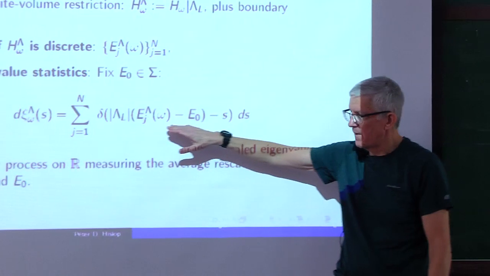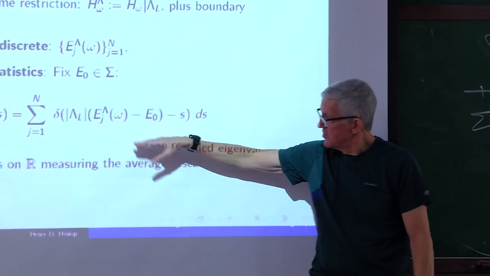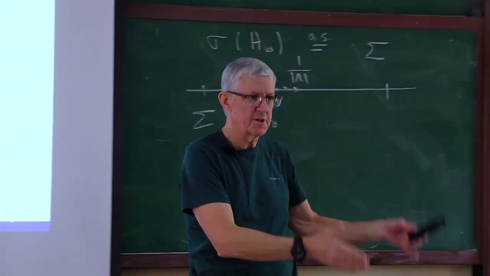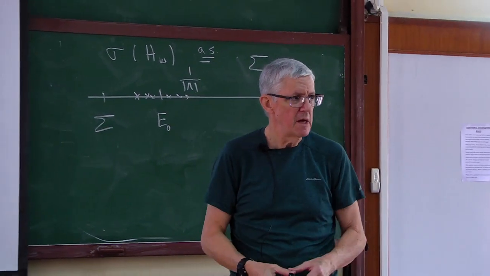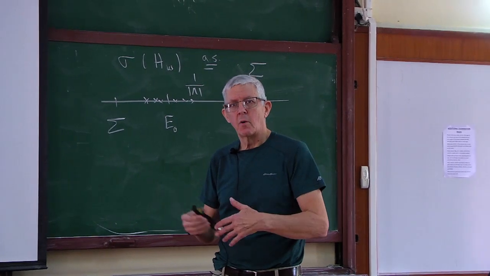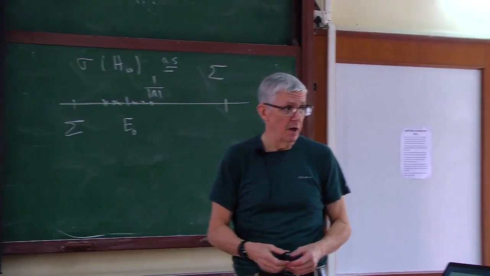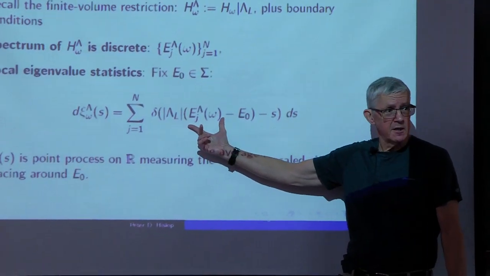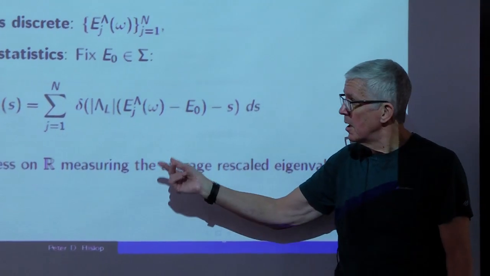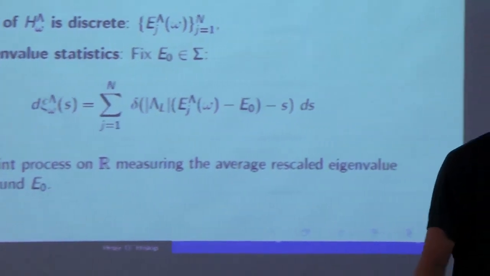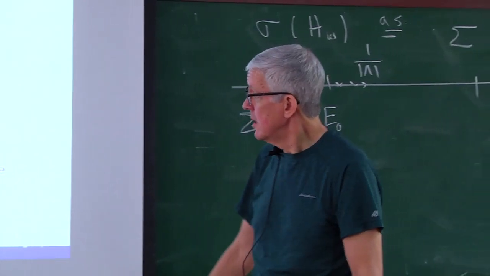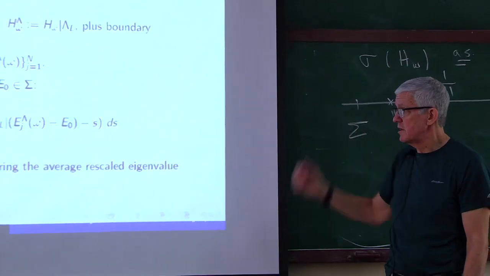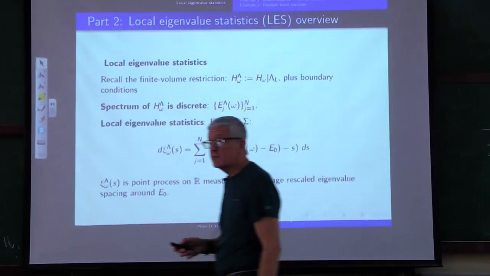If I look at this process, this is a family of rescaled random variables, and I consider the process that puts a delta function at each of those points, so that gives me a random measure. I want to ask how that random measure behaves as I let lambda become very large. So when I talk about the local eigenvalue statistics, I mean the behavior of this family of rescaled eigenvalues about some fixed point E0, and I'll write that as psi super lambda for the finite box sub omega. This is, of course, a random point process on the real line. It's measuring the average rescaled eigenvalue spacing around this fixed energy E0.